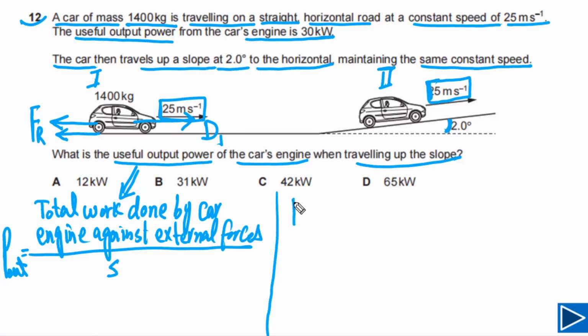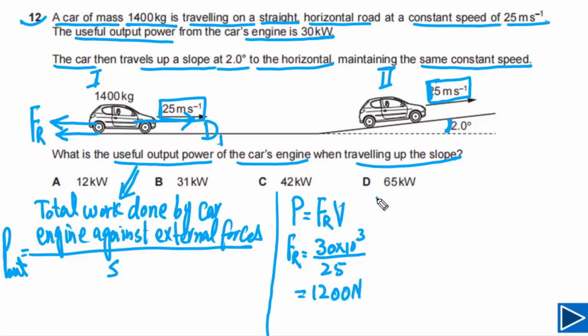For this question, power is given. So we can say P is equal to Fr, resistive forces, times v, because Fr is equal to D1, which means the engine's force. So we can find out Fr from here. This is the sum of resistive forces. P in this case is given. This is 30 kilowatts, so we have to multiply by 1000 and divide by the speed of the car. So our final answer in this case will be equal to 1200 newtons. This is the sum of resistive forces, means the sum of friction and air resistance.